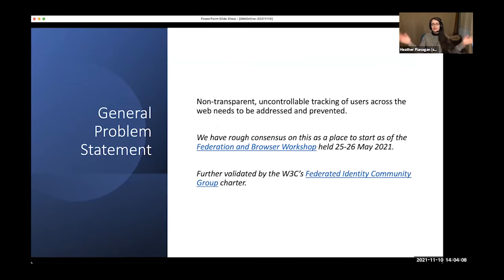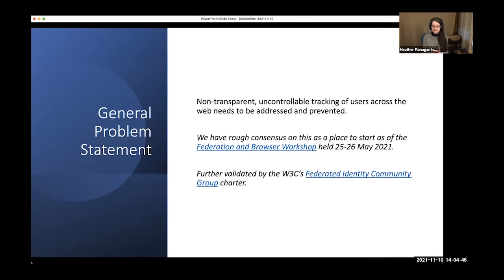So the general problem statement is that the non-transparent, uncontrollable tracking of users across the web is a no good, very bad thing. It's an impact to privacy. One group actually called it an attack on the internet. Everybody from the browser vendors themselves to legislative bodies like the European Commission via the GDPR has said this has got to stop. It's kind of motherhood and apple pie in the online digital age.